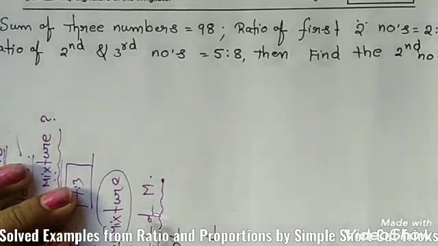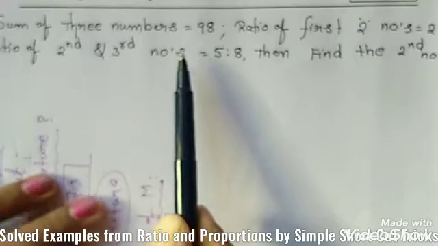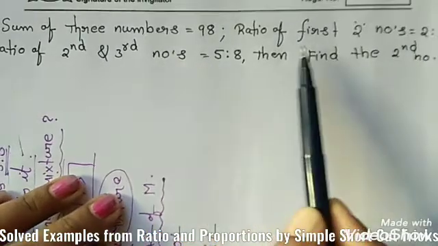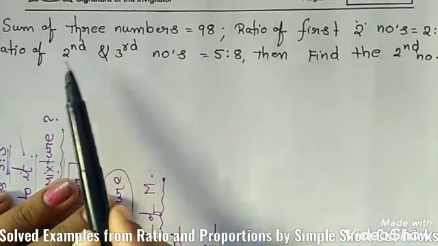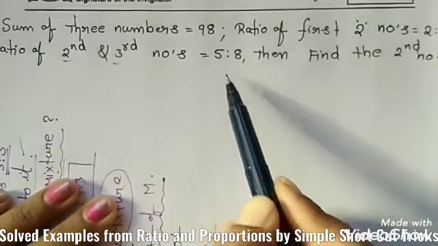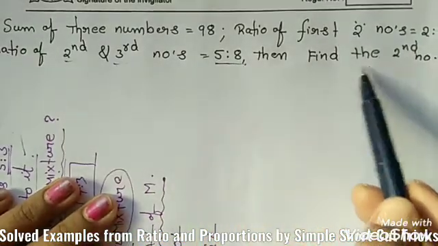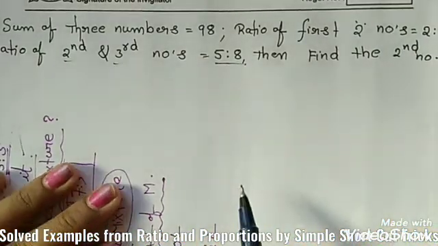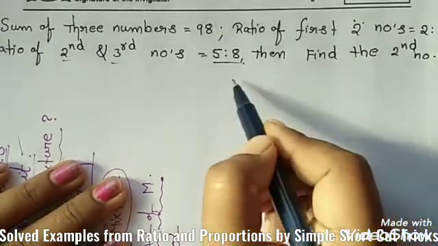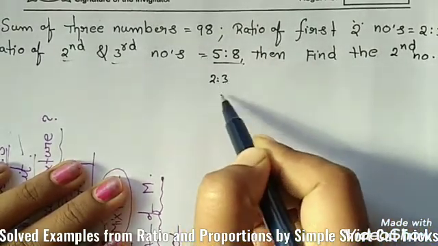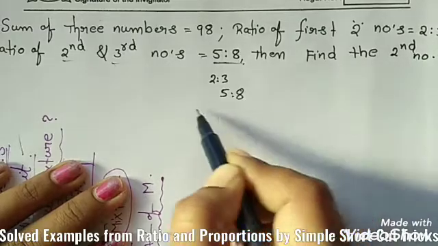Here we have question number 2. The sum of 3 numbers is 98. The ratio of the first 2 numbers is 2:3. The ratio of the second and third numbers is 5:8. Then find the second number. This is the question. Now what are the ratios they have given? Just write here 2:3 and 5:8.